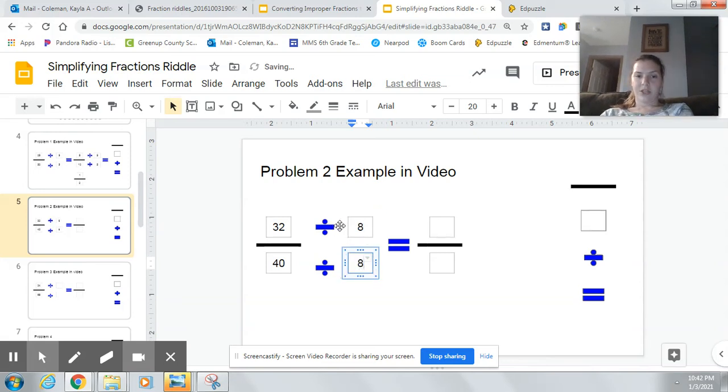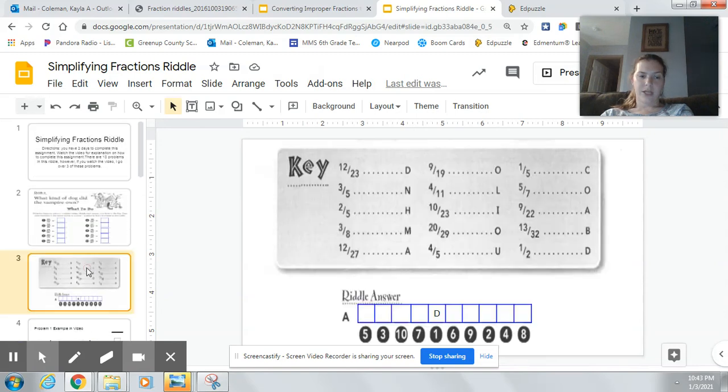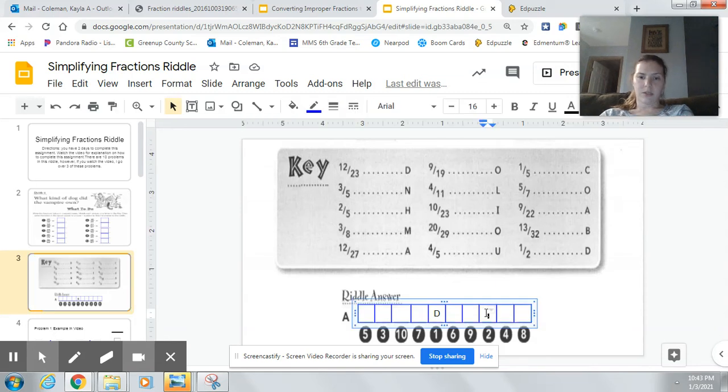When we divide 32 by 8, we are going to get 4. 40 divided by 8, we're going to get 5. 4/5 is simplified. I'm going to look for it in the answer key. 4/5 is right here, and it's U. So number 2 is U.